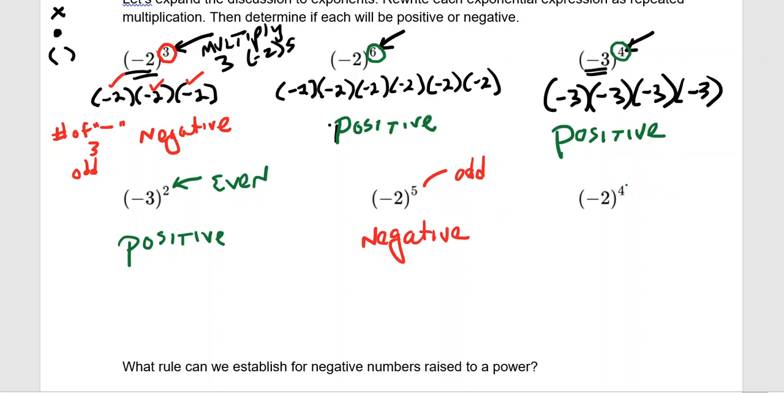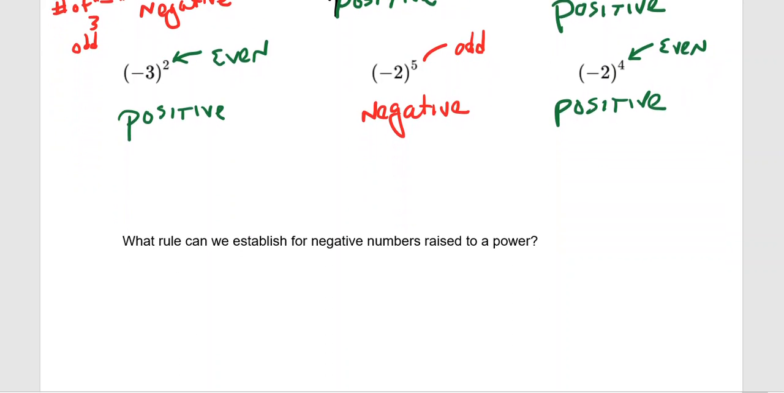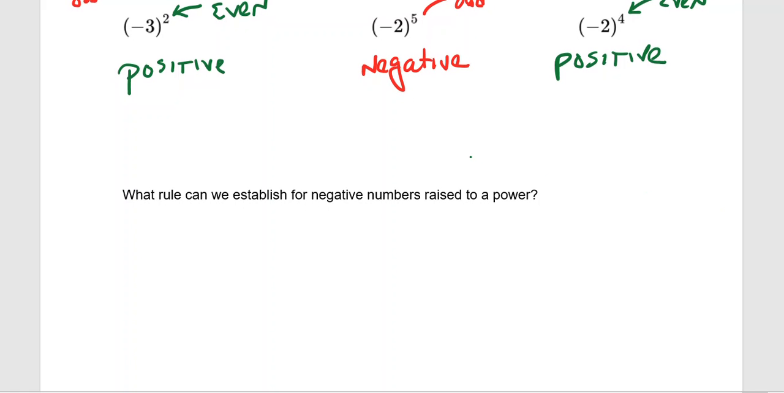And if I did negative 2 to the 4th power, I would be writing an even amount of those, 4 of them all together. And if I count up the negatives, I would get a positive result. So when it comes to keeping track of the negative signs with exponents, this is really important, we can just look at the value of the exponent. So what rule can we establish for negative numbers raised to a power? Negative numbers meaning the negative base raised to a power.